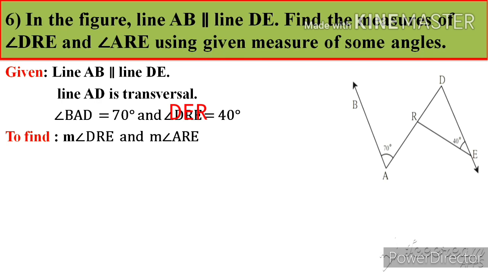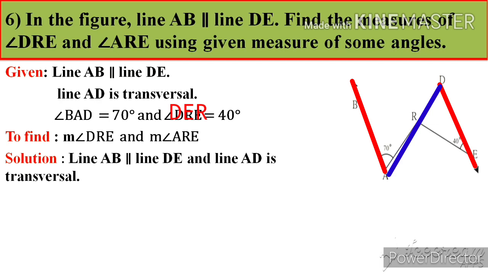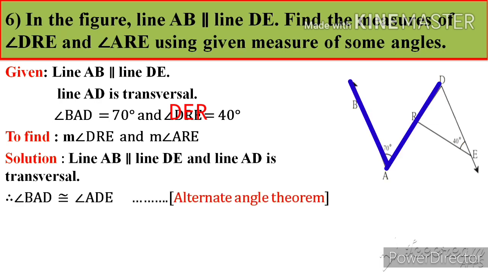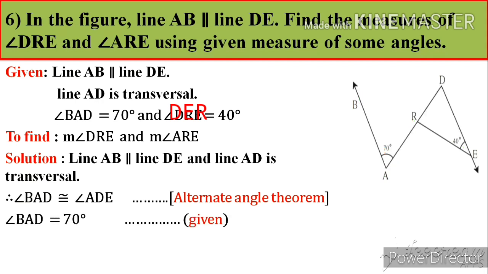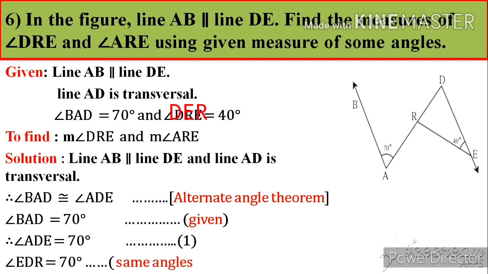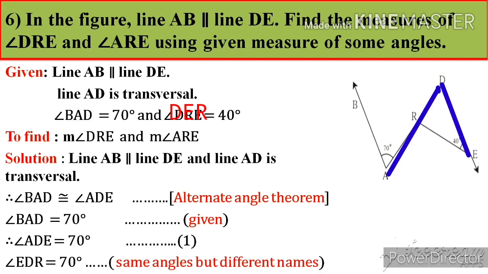Solution. Now student, line AB is parallel to line DE and line AD is transversal. Therefore, angle BAD is congruent to angle ADE. They form alternate angle theorem. Angle BAD is equal to 70 degree. It is a given information. Therefore, angle ADE equal to 70 degree. Equation number 1. Angle EDR equal to 70 degree. They form same angle but with the different name.